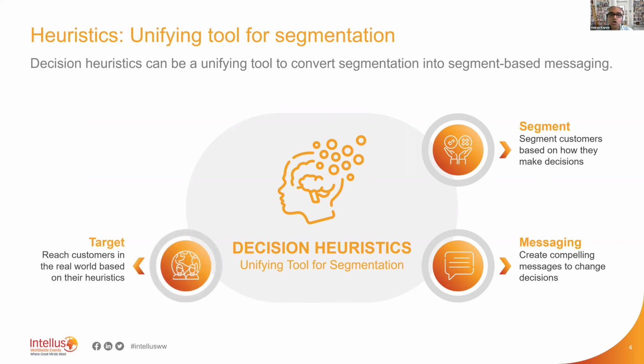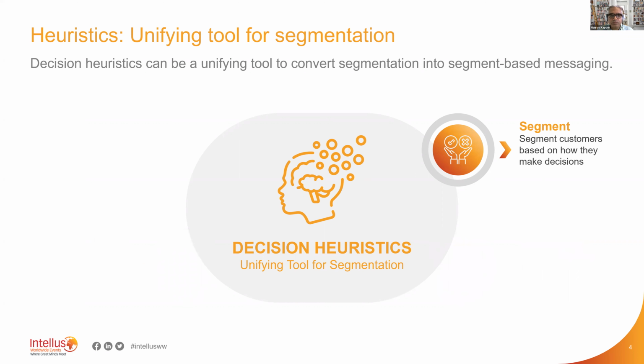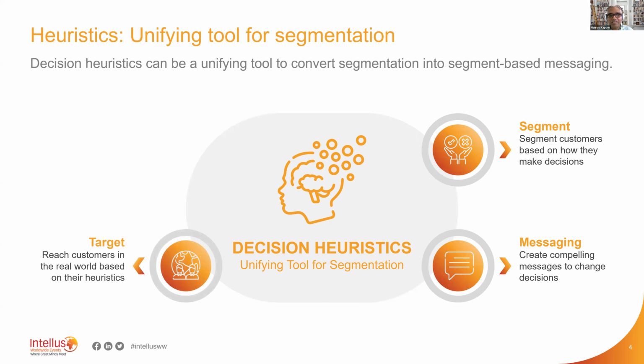Now you go over to targeting. If you segmented customers based on their decisions and you can see decision making in the behavioral data that the targeting teams are using, you can actually map all your customers to the decision heuristics of these segments. And this now allows much better targeting actionability. And finally, it's going the opposite way.